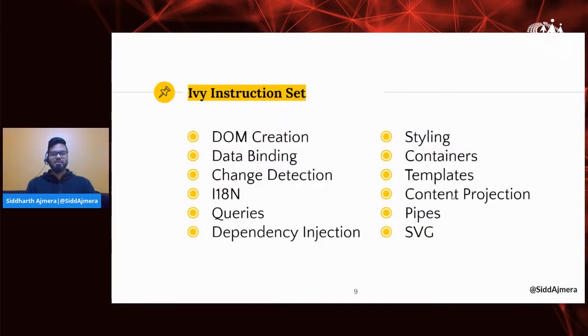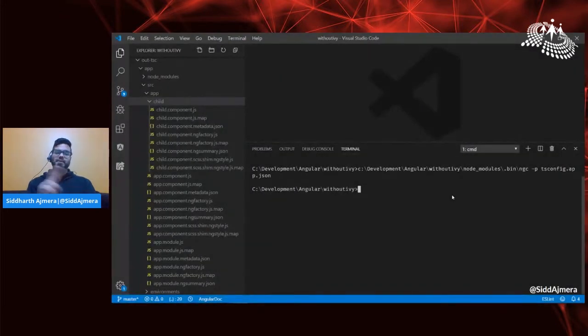And these are all these IV instructions that I was talking about. So every specific feature that we have in Angular, let's say if it is about SVGs or content projection or change detection or dependency injection, all these things are now represented by these smaller and granular pieces of functions that are called the IV instructions. Okay, this is one part.